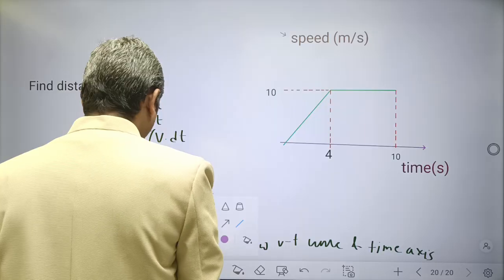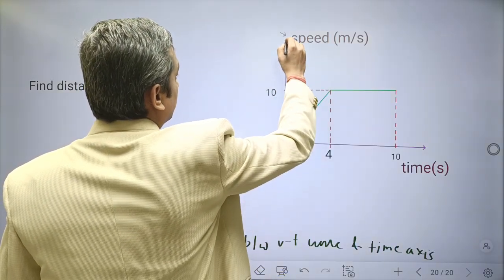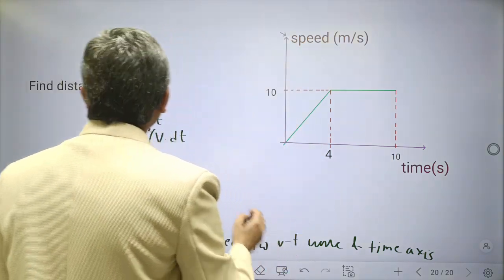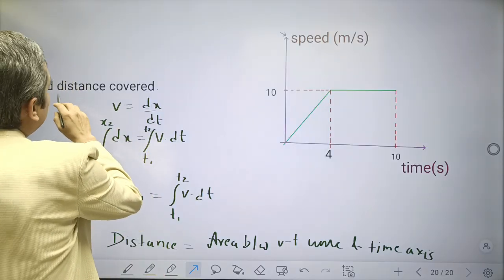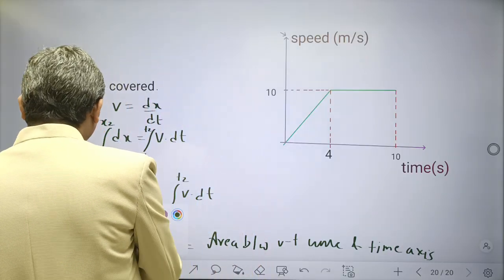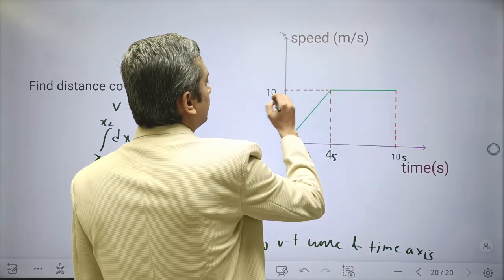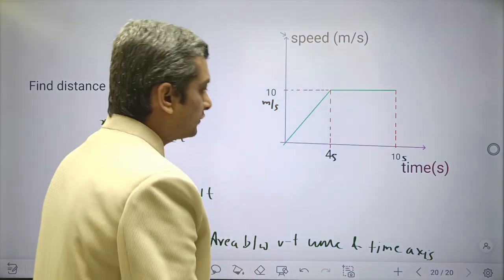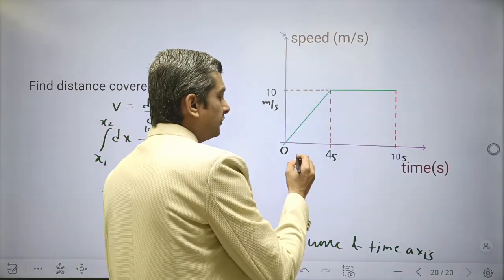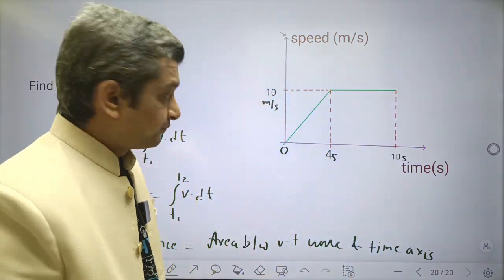so this is the graph. Here if we wish to find the distance, in the question, just one thing is given, that find distance covered, and there is a graph, and in graph there is some data given, that this is 4 second, this is 10 second, and this is 10 meter per second. So we have to find the distance from time t is equal to 0 to t is equal to 10 second, because graph is starting from t is equal to 0 and ends at t is equal to 10 second. Are you getting now?